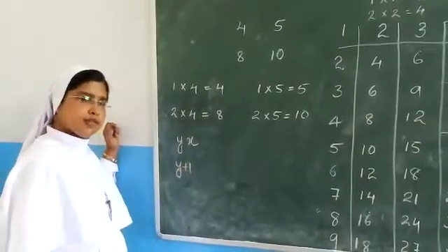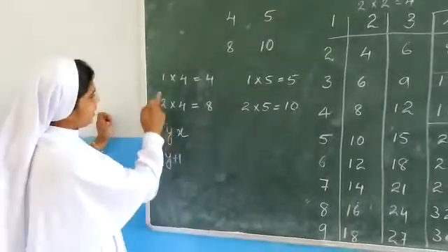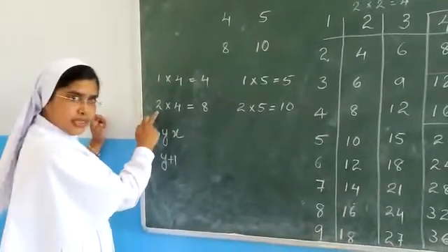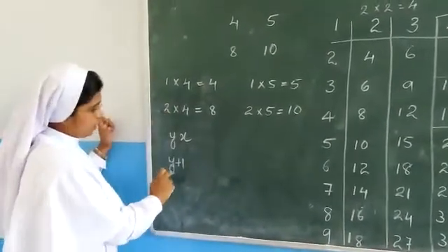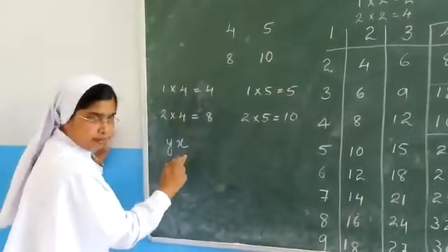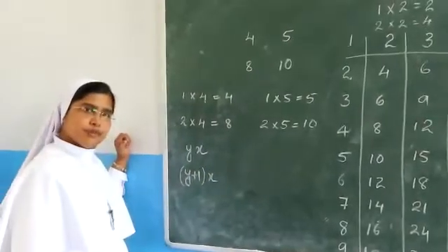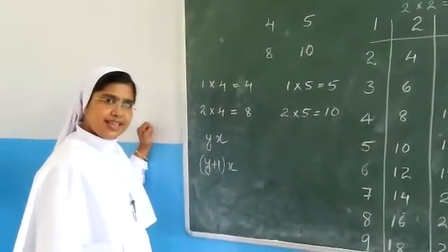Yes. Okay. Is it clear? Yes. Here it was y. Here next is 2, so y plus 1. Then x is changing, 4 is the same, so into x. Okay? Is it clear?